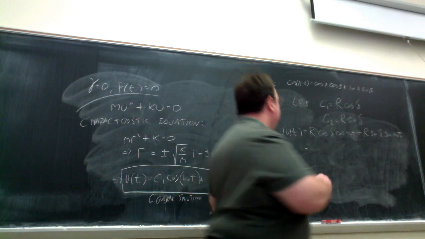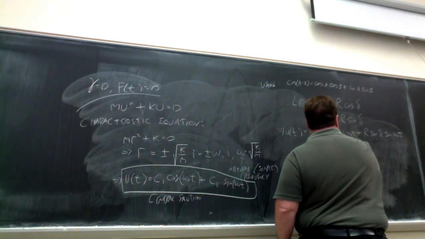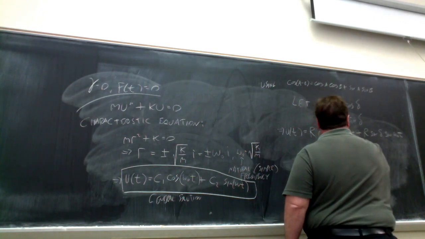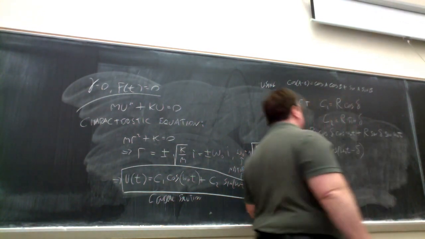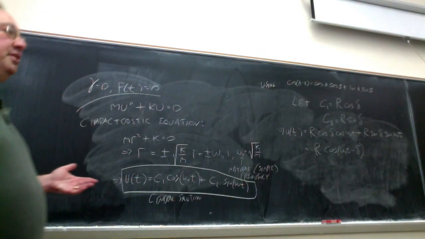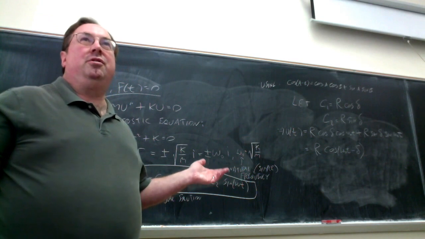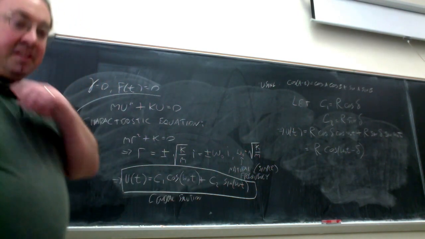All right. So we have, well, R is factored out. So we get cosine of omega naught t minus delta. Now, the way I wrote it, I could have said delta minus omega naught t. Doesn't matter because cosine is an even function. You negate it, it doesn't change anything.